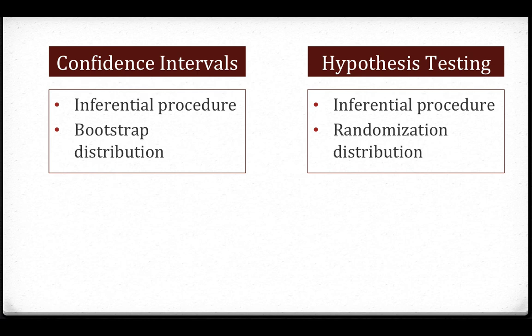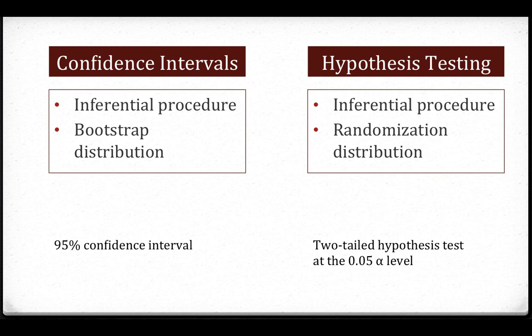They differ in terms of how the sampling distribution is approximated. For confidence intervals, we don't have an estimate of the population value, so we use bootstrapping methods. The bootstrap distribution is centered on the observed sample statistic. For hypothesis testing, we do have a hypothesized population parameter. So the randomization distribution is going to be centered on the value that's in our null hypothesis. A 95% confidence interval is comparable to a two-tailed hypothesis test at the 0.05 alpha level. You'll see some examples of this in your textbook this week.